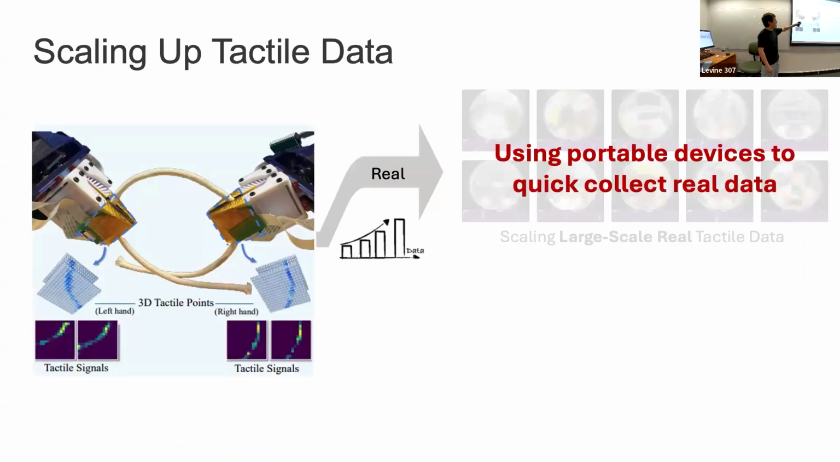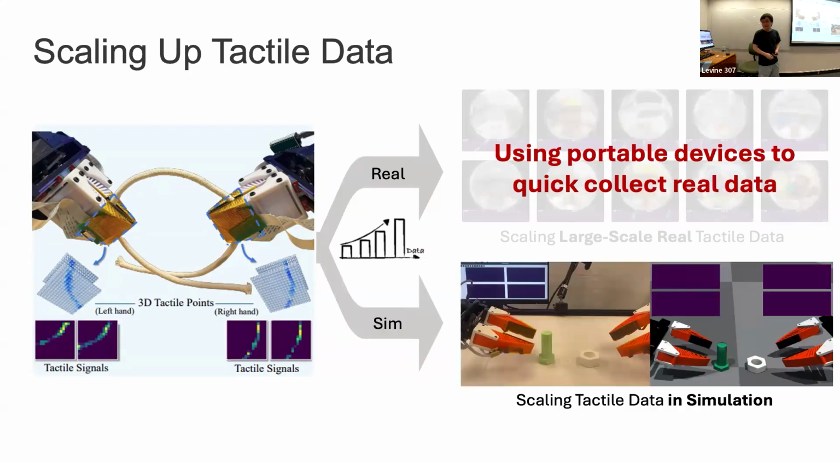Okay, so for the real task, we developed portable devices and brought them outside the lab to do quick real data collection. Why I say quick is that if you collect data with something like the Aloha system, you need to teleop the robot. That needs some learning curve for the operator. But if you use this kind of portable gripper, it is very natural for the operator to collect this kind of data, and it will be much faster to collect new data.